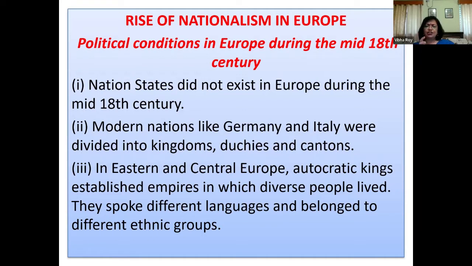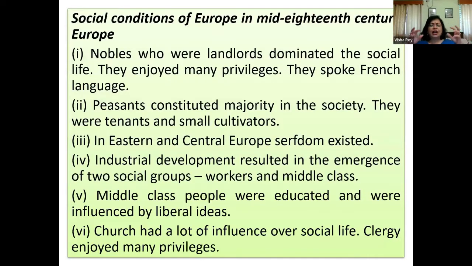So modern nations like Germany and Italy were divided into kingdoms, duchies, and cantons, and in Eastern and Central Europe, autocratic kings established empires in which diverse, different people were living. They all belonged to different places. There was no feeling of oneness in them. They spoke different languages. They belonged to different ethnic groups also. So a change was required. That was the political situation.